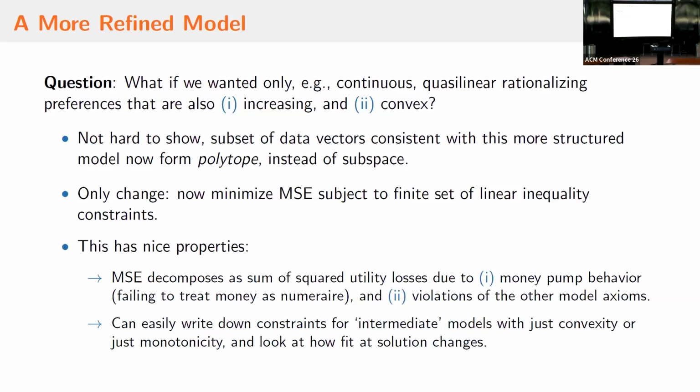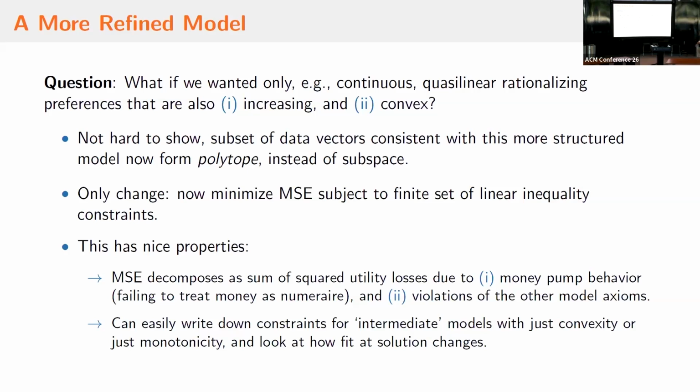So what have I done? If I want to do mean squared error minimization, now I solve the least squares problem subject to a finite set of linear inequality constraints rather than just an unconstrained problem. It turns out it's very tractable to write down what these inequalities are. And in fact, this estimation procedure still has some nice properties, even in this more structured world.